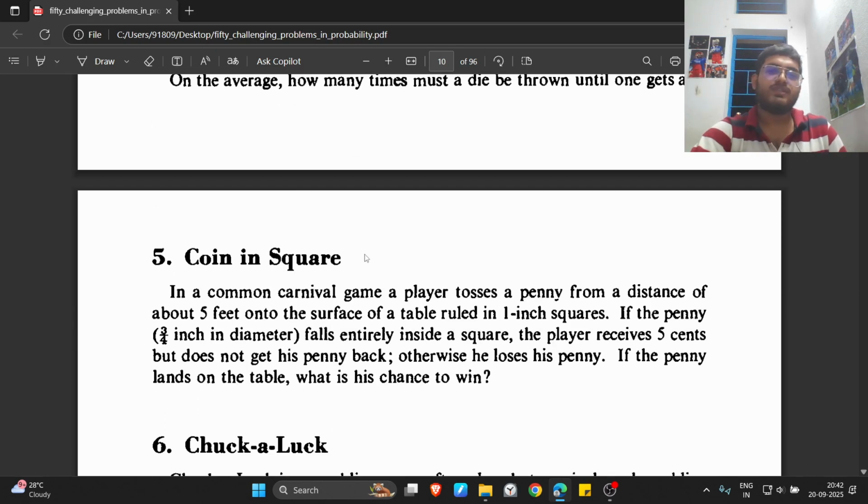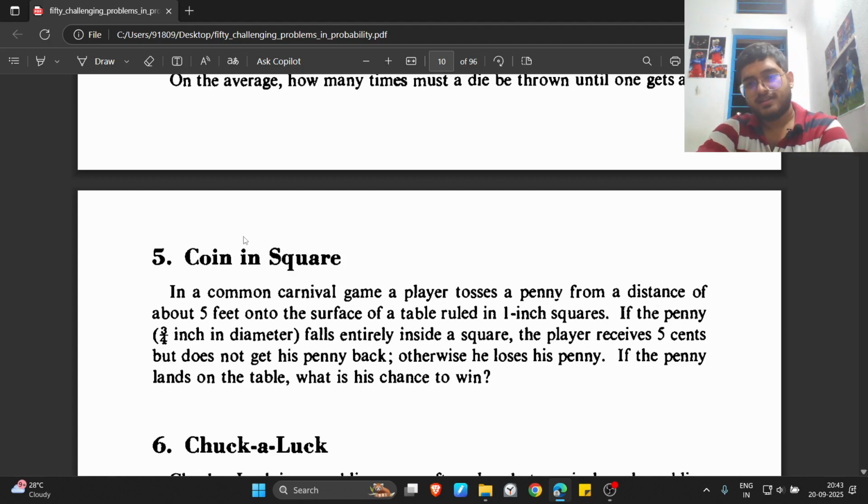And then the coin in a square. So in a common carnival game, a player tosses a penny from a distance of 5 feet onto the surface of a table ruled in 1 inch squares. This means the table is divided into 1 inch squares. If the penny falls entirely inside a square, the player receives 5 cents, but does not get his penny back. Otherwise, he loses his penny. If the penny lands on the table, what are the chances to win?